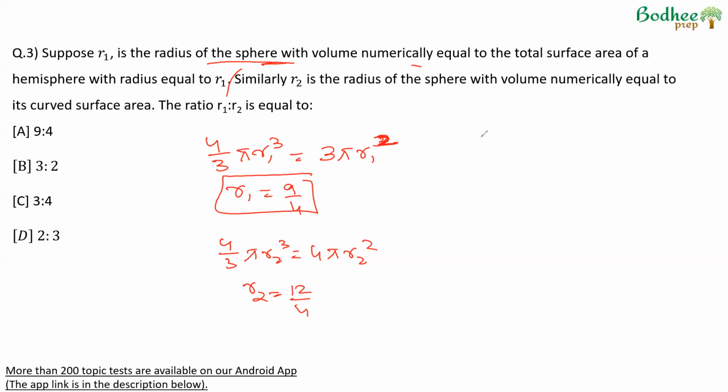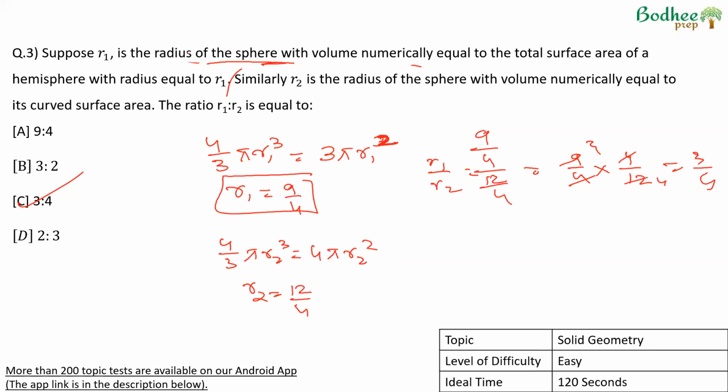The ratio of R1 to R2 is 9 by 4 upon 12 by 4. R1 upon R2 will be 9 by 4 into 4 by 12, or 3 by 4, which becomes the answer, option C. Not a very difficult question, just have to write the equation and solve from there. So I think a minute and a half to 2 minutes to solve, easy.